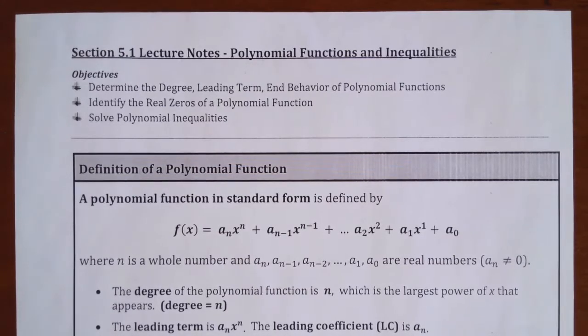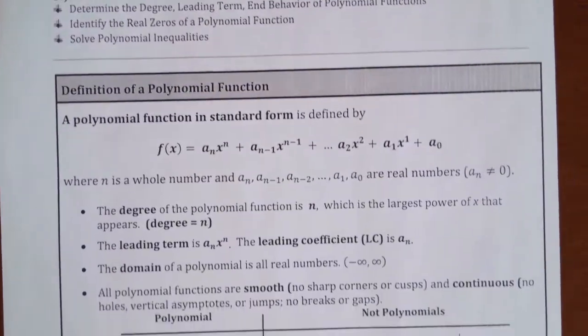Hi, and welcome back. Today we're going to look at the beginning of Chapter 5. This is Section 5.1, which is on polynomial functions and also inequalities. So we're going to learn about the degree, leading terms, and behavior of polynomial functions. We're going to look for real zeros of the polynomial function. And then we're also going to look a little bit at the inequalities at the end of these notes. So let's go through a few things about polynomials.